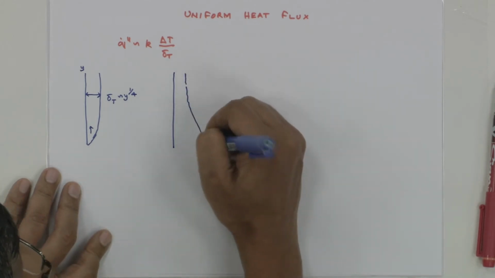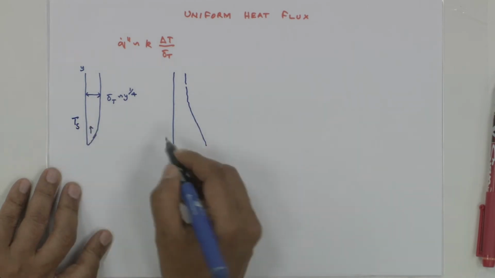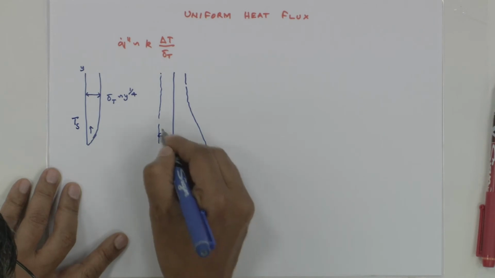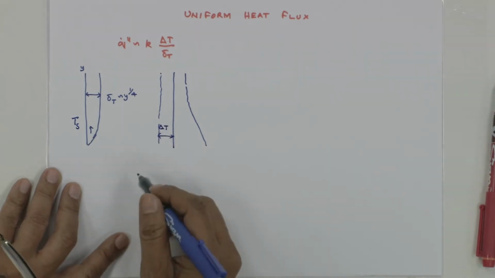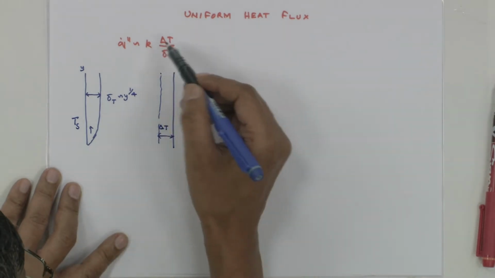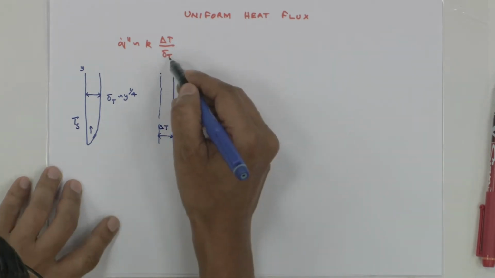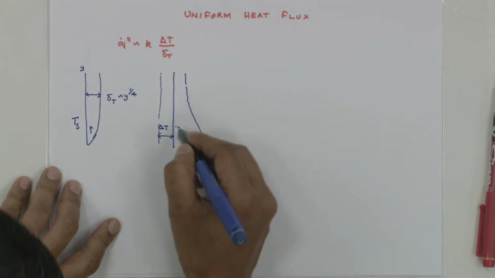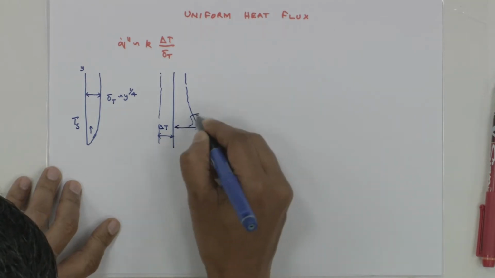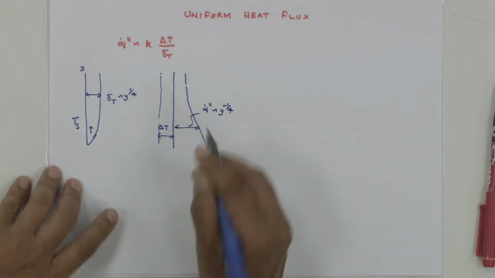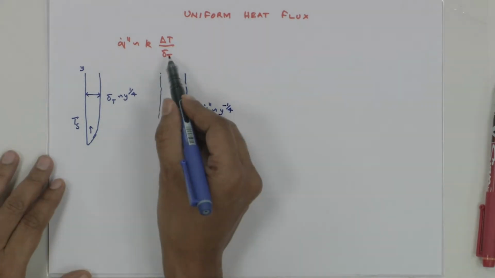How does the heat flux vary for the constant wall temperature? I am showing for the constant wall temperature. So this is delta T. How does it vary? Q double dash is k delta T by delta T. So y to the power of my Q double dash will vary as y to the power of minus 1 by 4. Okay, it's just the inversion.